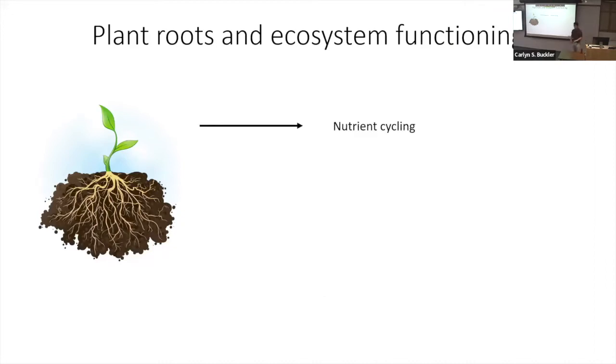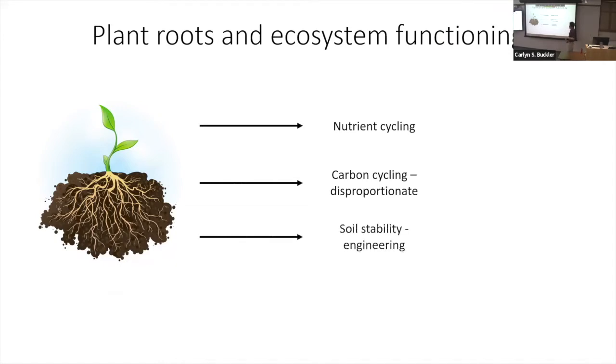So plant roots, I probably don't have to convince anyone in this room that plant roots are incredibly important for a number of different ecosystem services, including nutrient cycling and carbon cycling. In particular, the fine roots of a plant disproportionately impact carbon cycling despite their very tiny size. And we also see roots as really important for soil stability. We see them a little bit as ecosystem engineers.